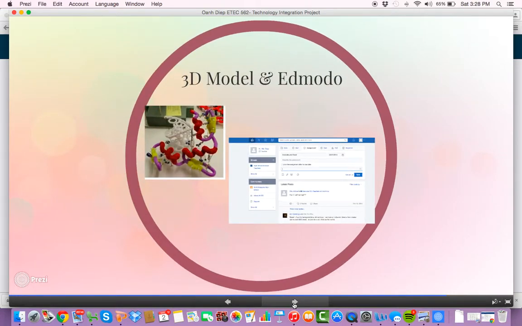This is an example of some of the work that previous year students have done. This is a protein example made of pipe cleaners. And this is a screenshot of my Edmodo page. You can tell it's very similar to the Facebook layout.